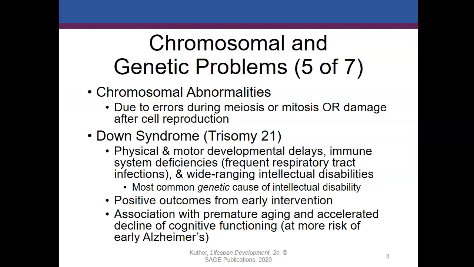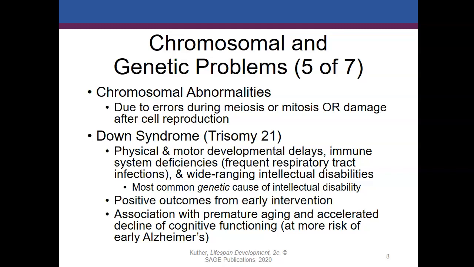Chromosome disorders occur when there are errors during cell reproduction, either during meiosis or mitosis, or due to damage caused after the cell reproduction. The most widely known chromosome disorder is Trisomy 21, known as Down syndrome. Down syndrome occurs when 3 chromosomes rather than 2 appear in place of the 21st pair of chromosomes.